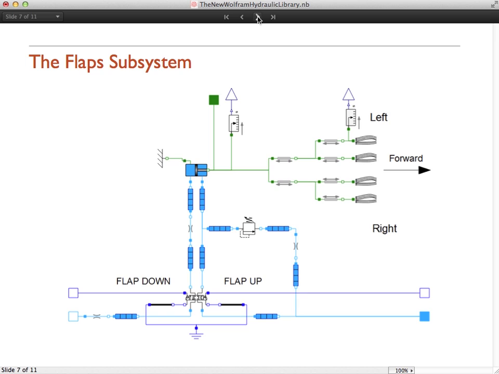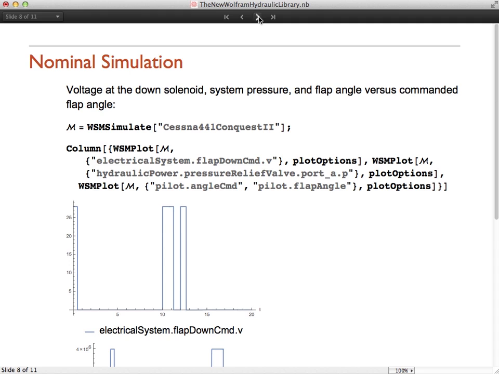The flap subsystem is connected to the pilot, the electrical system, and the hydraulic power system in the main model. Based on the signals from the electrical systems, the valve will open, close, and supply fluid to the hydraulic cylinder. The cylinder will push the flaps back and forth. This slide shows the simulation results of a nominal scenario. In other words, when the system works as it should and there are no malfunctioning components.